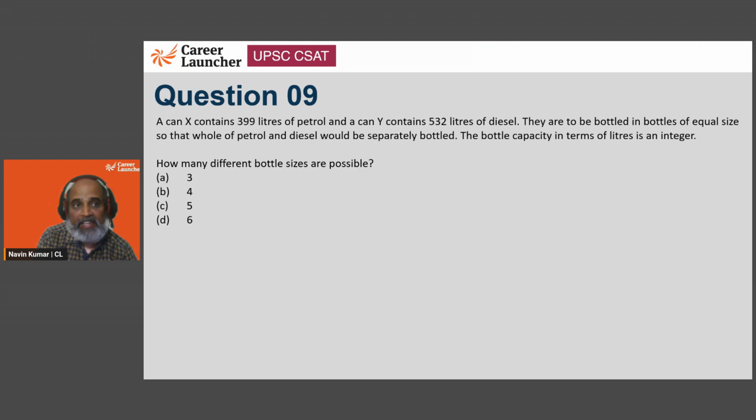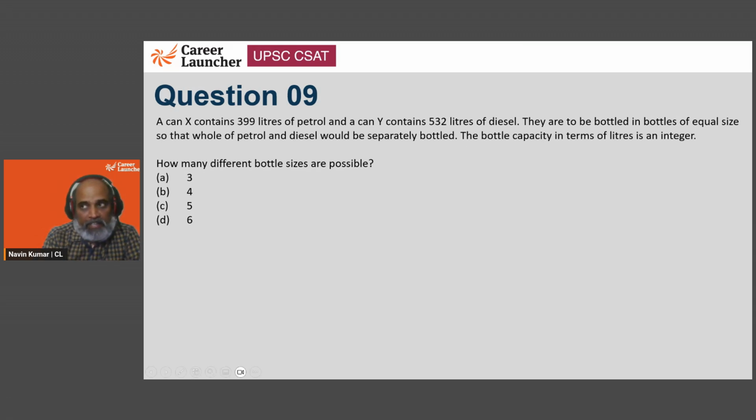Next, can X contains 399 liters of petrol and can Y contains 532 liters of diesel. They are to be bottled in bottles of equal size so that the whole of petrol and diesel would be separately bottled. The bottle capacity in terms of liters is an integer. How many different bottle sizes are possible?